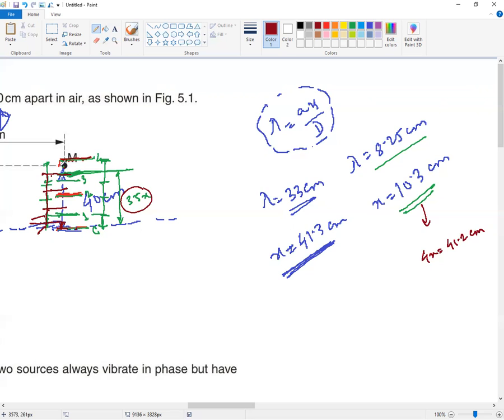So I'm trying to find out whether the fourth minima, which is at 3.5x from the central maxima position, passes below the microphone or not. So what is 3.5x? 3.5 into 10.3 is actually 36.05 centimeter. Now this value is smaller than 40 centimeter. That means my fourth minima will cross this point.